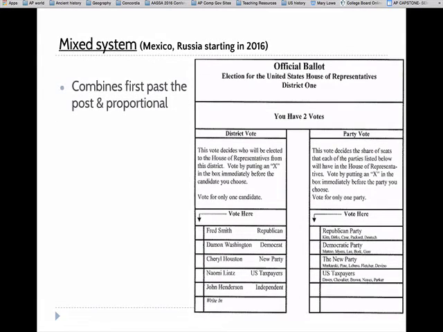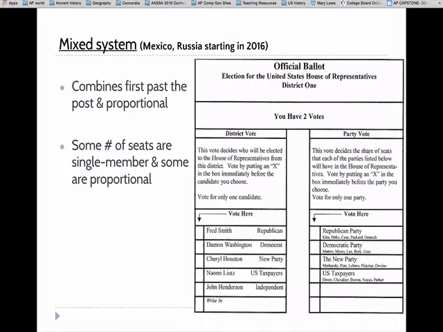Then we have the mixed system. So just like the name says, this is a system that mixes both the plurality system as well as proportional system. So in this type of system, they might have individuals that the citizens get to vote for president. So you might vote directly or indirectly for the president as opposed to a party. But then in the legislature, you vote for a political party instead of an individual. And right now, the two biggest states that have this would be Mexico and Russia. So we're going to be talking about those electoral systems more in depth when we get to those units.